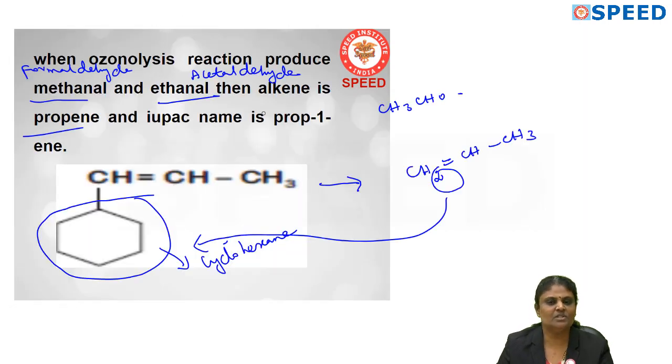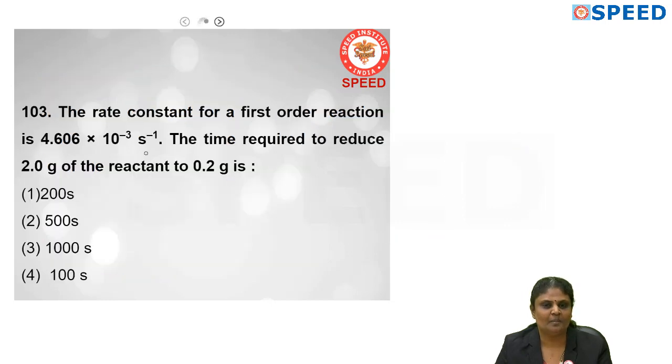And then this question is also from the alkene part. So already one combined question is also from this alkene part. I think the 92nd question. And then 103 question number. So the rate constant for a first order reaction. So this is from chemical kinetics.